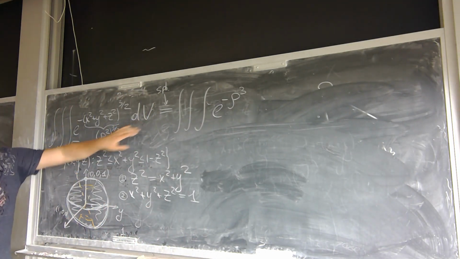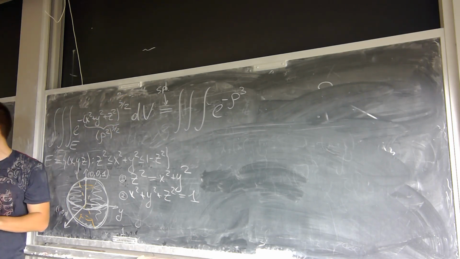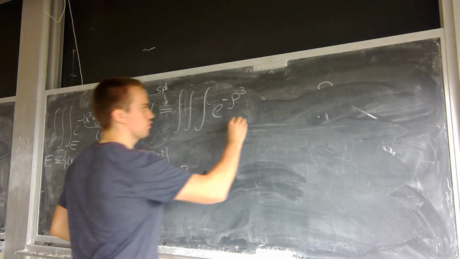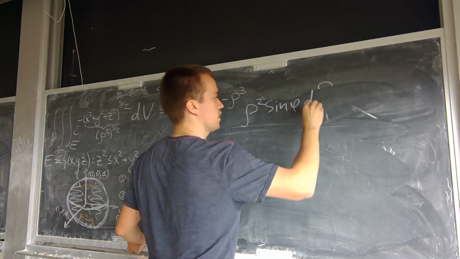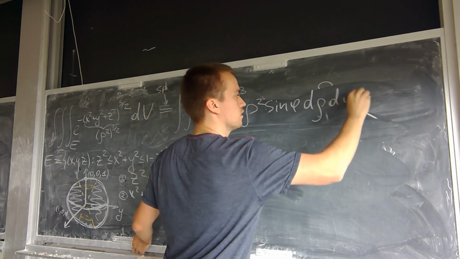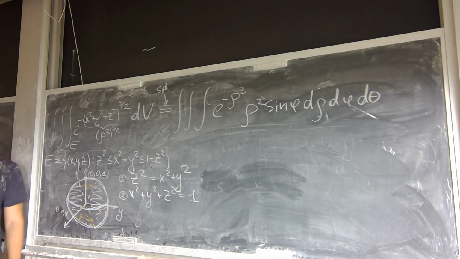And then what do I do with my dv? I need to expand my dv. Please make sure that every time you change your coordinates or expand your dv, you don't forget about the Jacobian. Sine phi, and then I have d rho, d phi, d theta. Okay? Thumbs up, you got this? Okay.